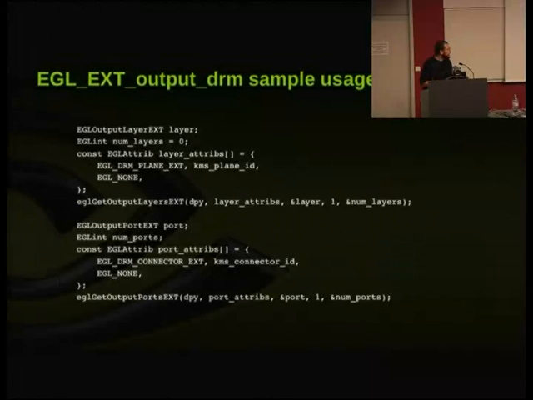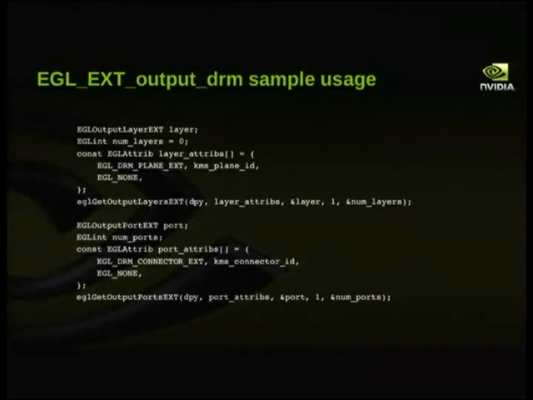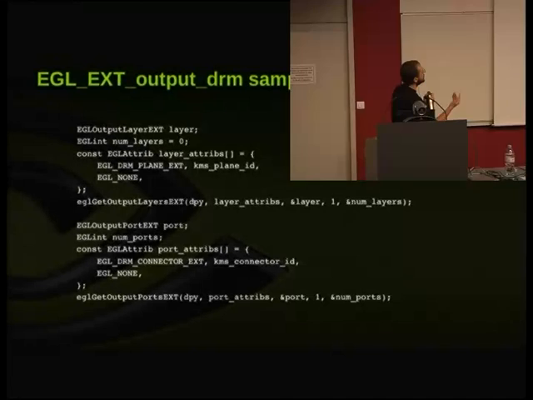So here's an example of that. So the layer attribs list here says I want the DRM plane with this ID, and then passes that into get output layers. And then similarly, the port attribs says I want the EGL port that maps to this particular DRM-KMS connector, and then get output port goes and finds that one.